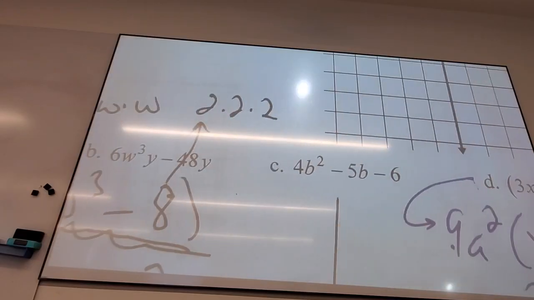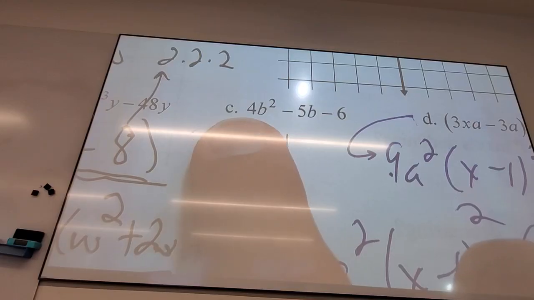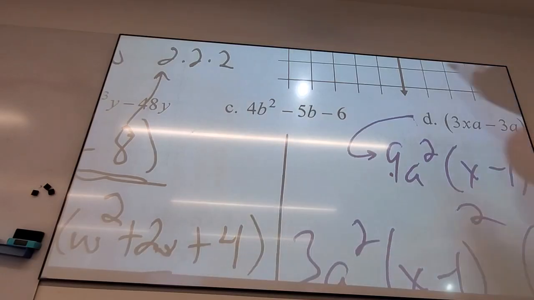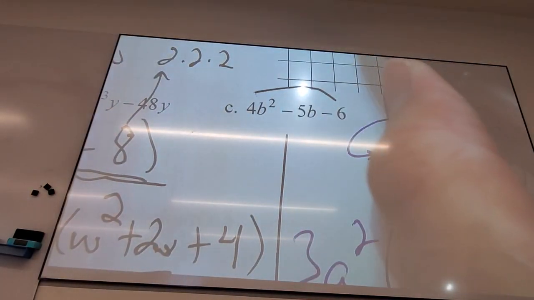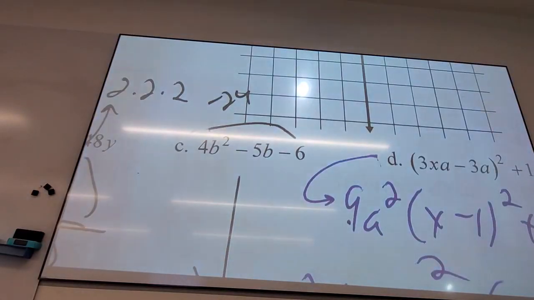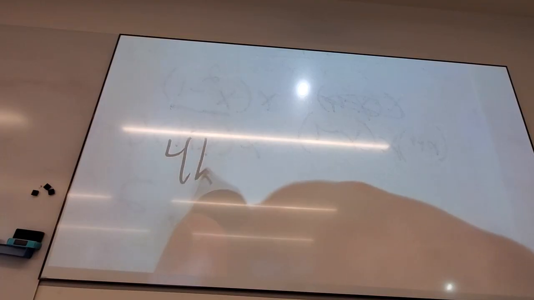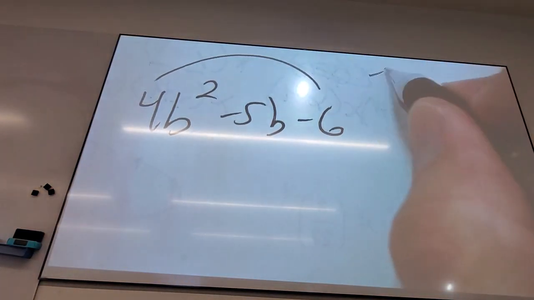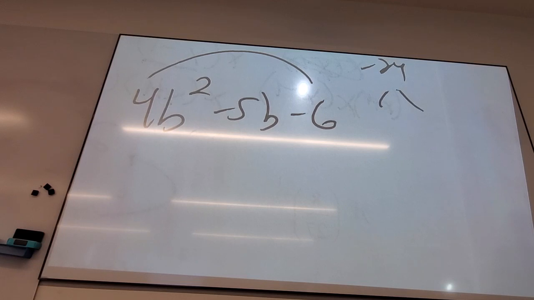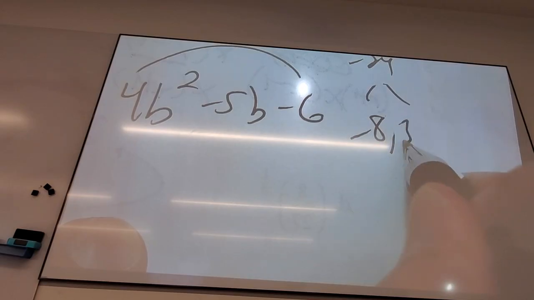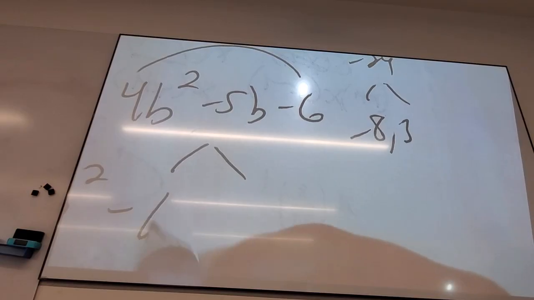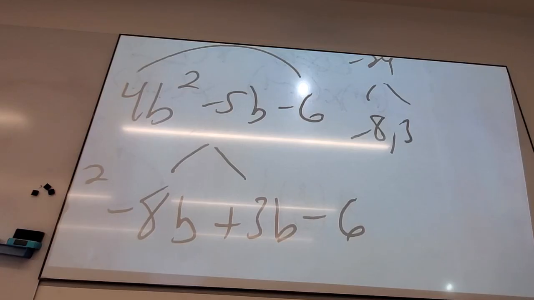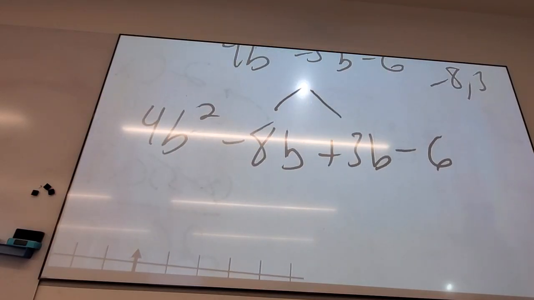Let's see. 7C. Now, the first number's not a 1, so what do you have to do first? Multiply. 4 times negative 6 is negative 24. We do this up here: 4b squared minus 5b minus 6. First step, negative 24. I need factors of negative 24 that add to be negative 5. Negative 8 and 3. Then you can split the middle term up using those coefficients, and then you can do what? I made 4 terms now, and now I can group.